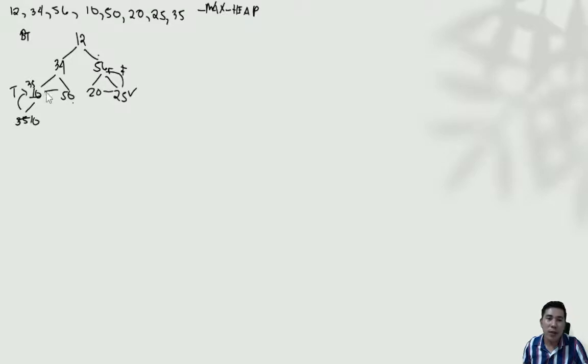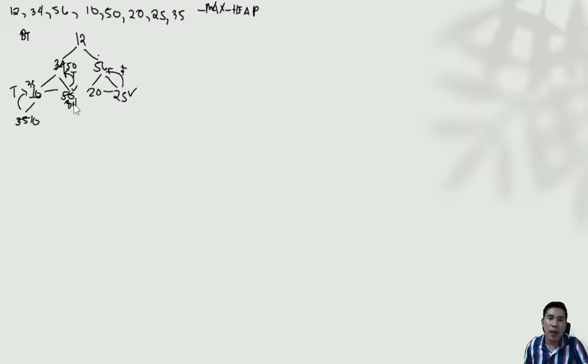Now, on the left side, we have here 35 and 50. Since 50 is greater than 35, that is the key. And then we compare it with its parent, which is 34. 50 and 34, that's actually true. So 50 and 34 swap.